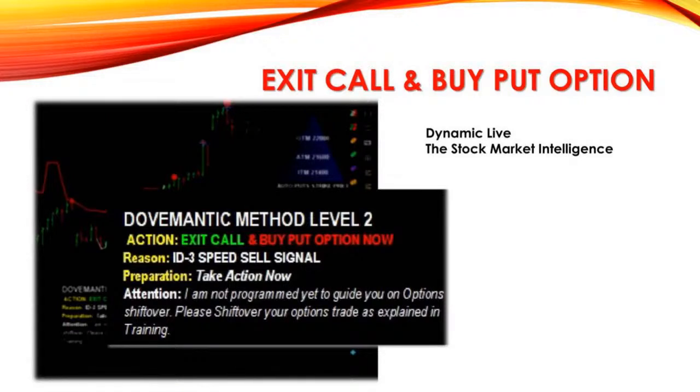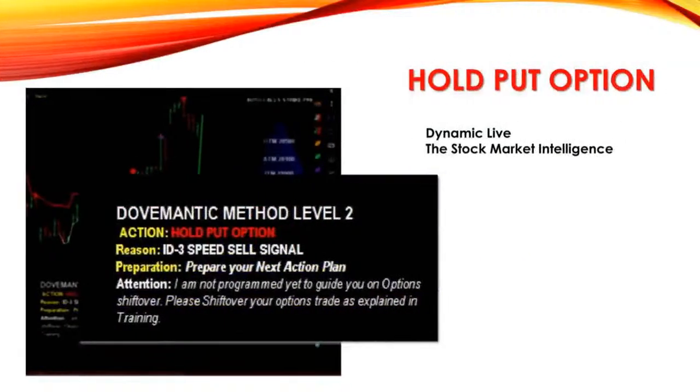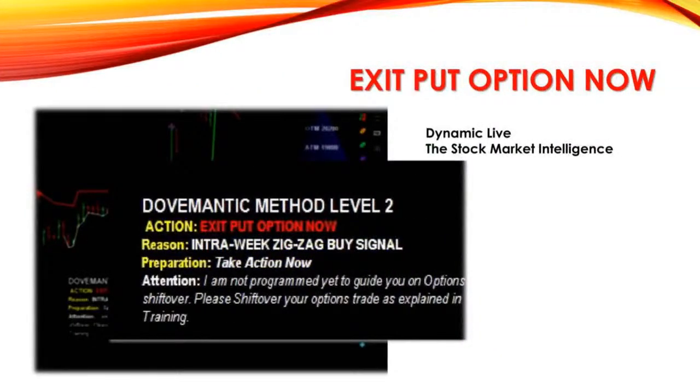So there's a time where you are supposed to exit the trade. But in this case, it has not only told you to exit the call option, it also said exit call and buy a put option, because it strongly feels that the price is going to go down. That is the reason it is telling you to buy a put option. And once you buy a put option, later it itself will tell you hold put option. So hold on to it. And finally, it will tell you exit put option now.